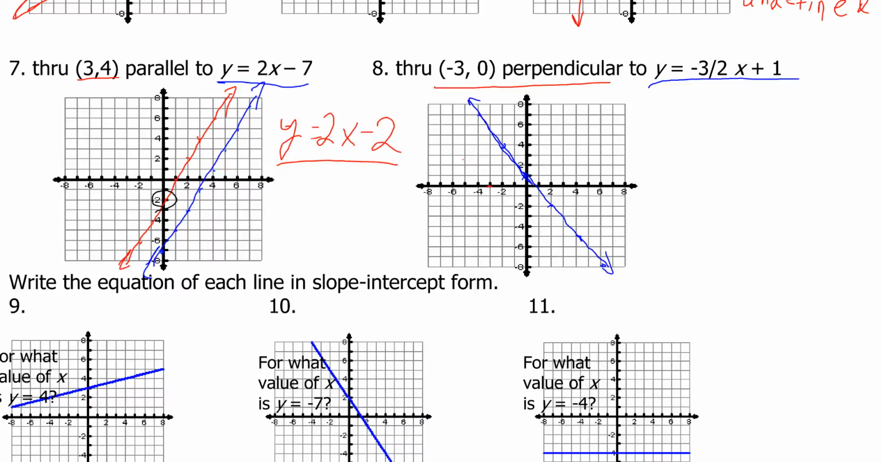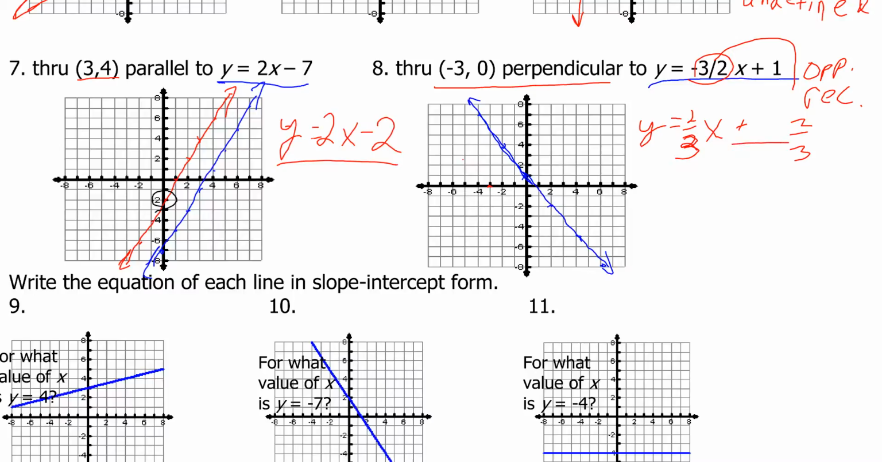Now, we know that it's going to be of the form y equals something. Now, we have to do what's called the opposite reciprocal, and I abbreviated it. All that is, we're going to flip the fraction and change the sign. So that's going to be 2/3. So we got 2/3 of x, and then plus something. We don't know what that something is quite yet, but we're working on it.